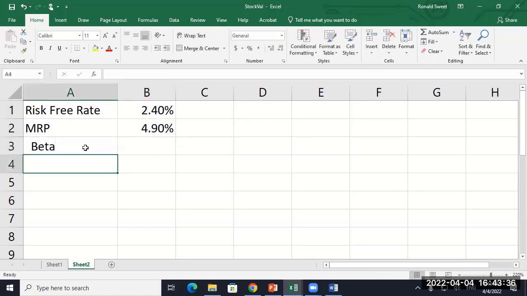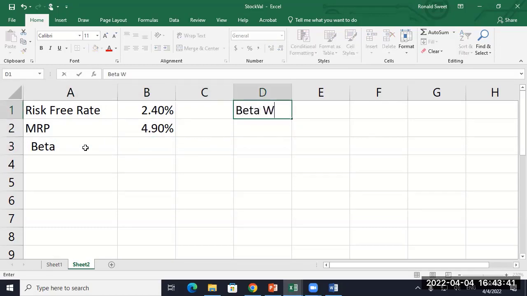Now beta, talk about beta for doing Walmart. Remember the 4 steps. Step 1. What kind of company is this? This is a defensive company or a cyclical company? What would y'all say on that one? Definitely what?